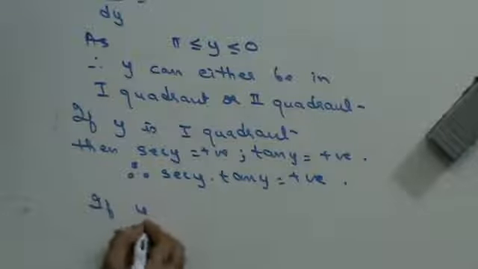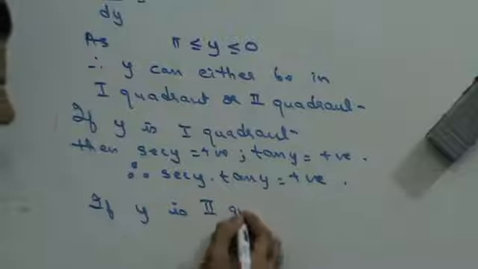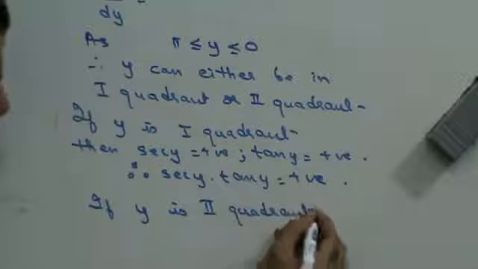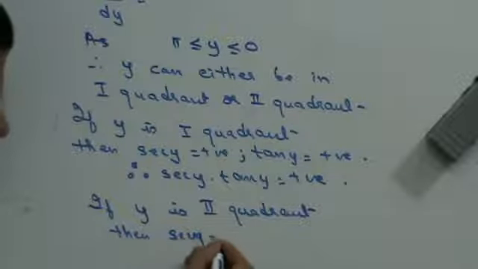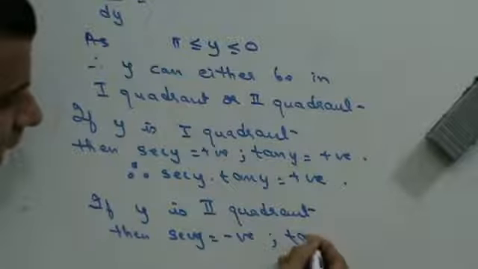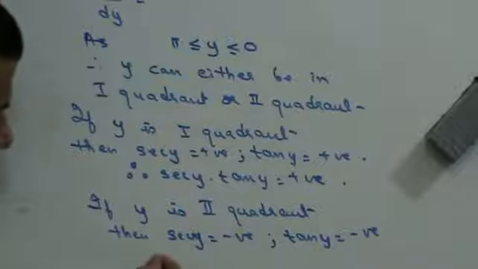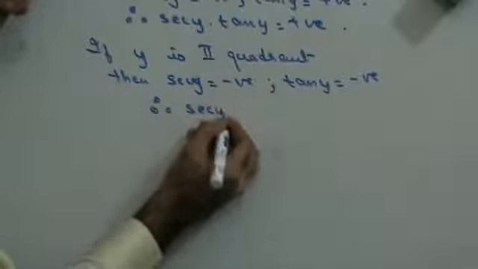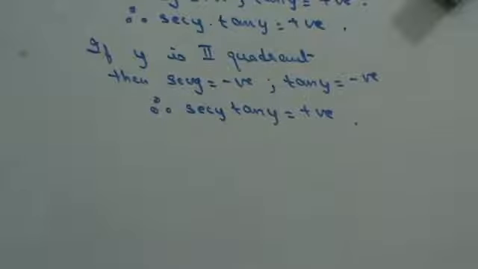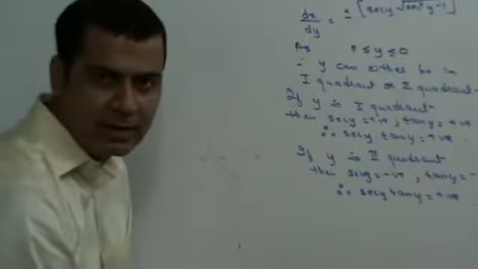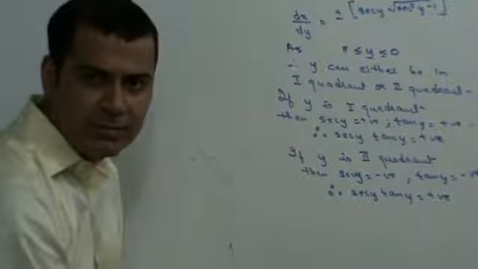If y is in the second quadrant, then sec y is negative, tan y is negative, therefore sec y into tan y is positive. Since both are negative, the product of two negative numbers is positive. This implies that irrespective of what the values of sec y and tan y are, irrespective of whether they are positive or negative, my final answer will always be positive.